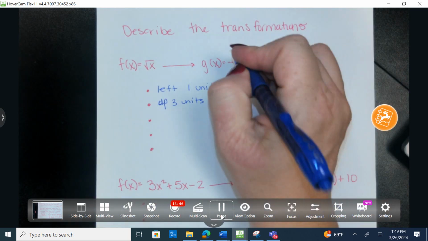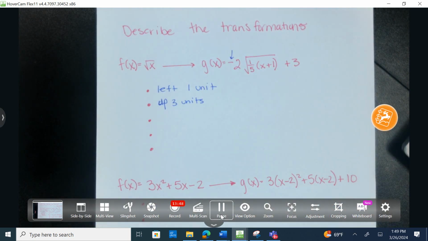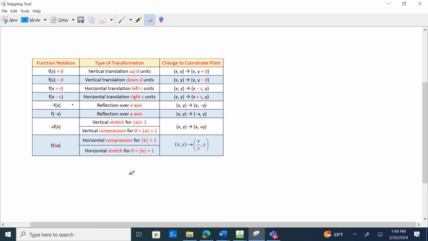Now in front, these are 2 separate things. The negative sign in front, if I come back here and I show you, notice that when the negative sign is in front, we're going to say a reflection over or across the x-axis.